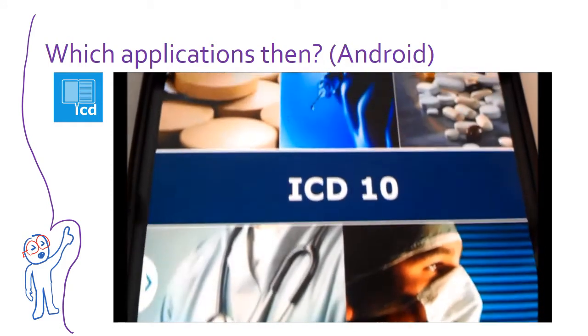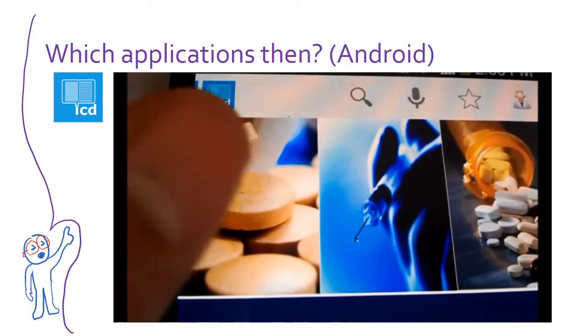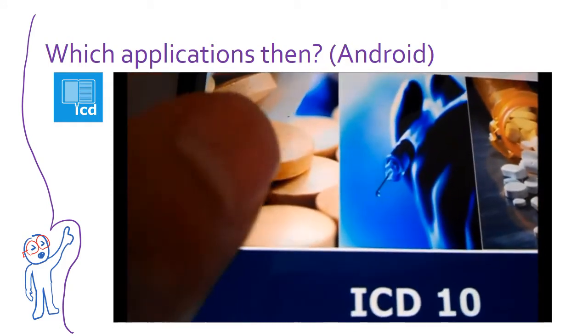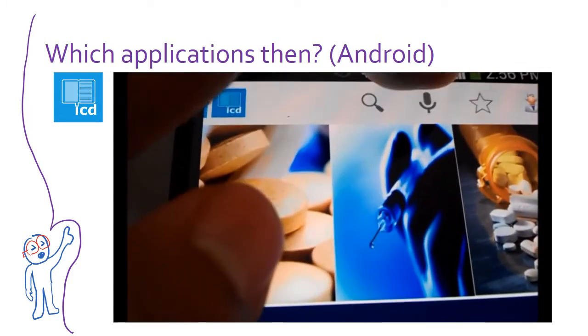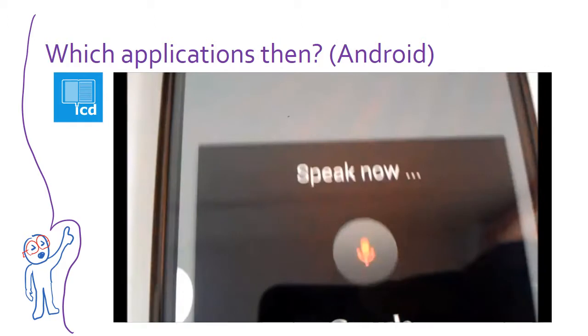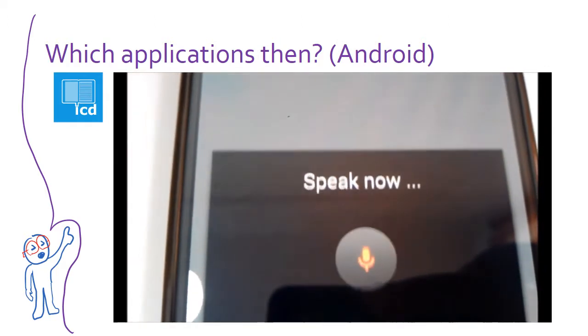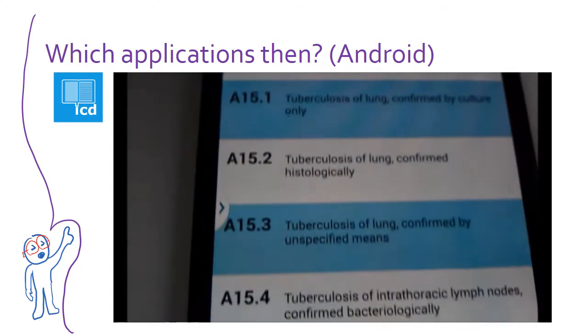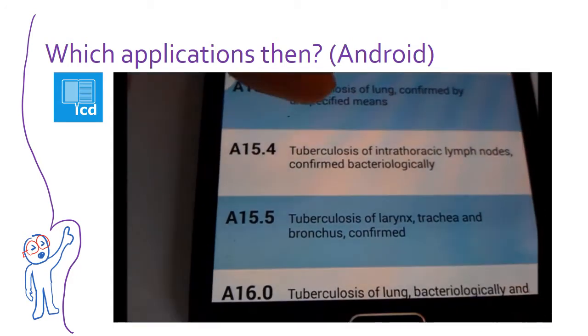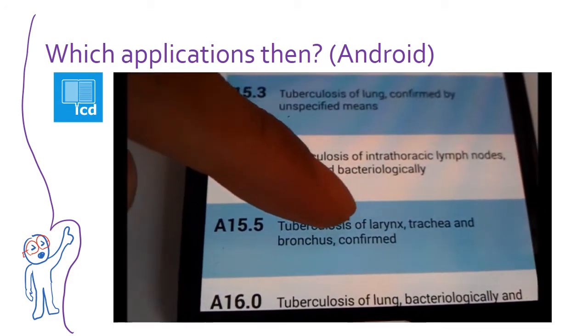You can also do a voice search by clicking the microphone button above. Note that this feature will require internet connection. Tuberculosis of the lung. It gives you the same results as typing and searching.